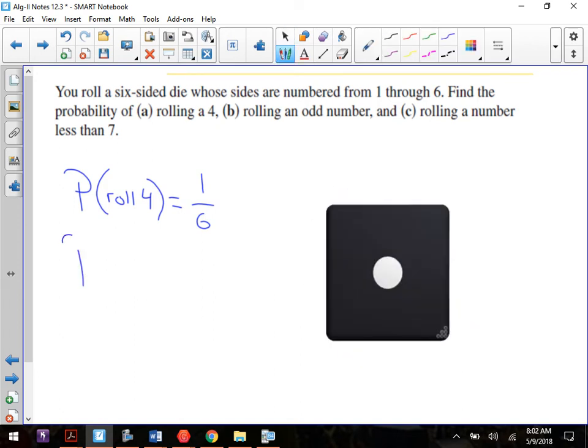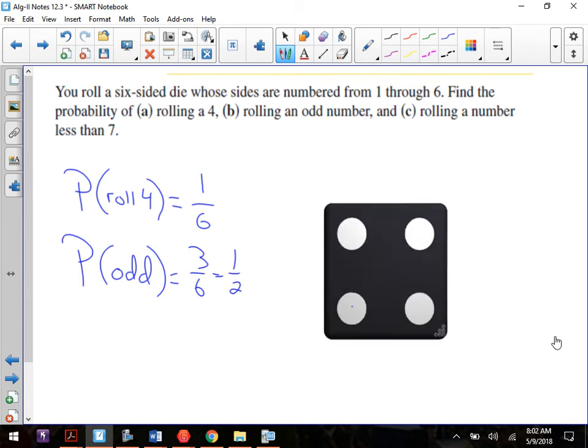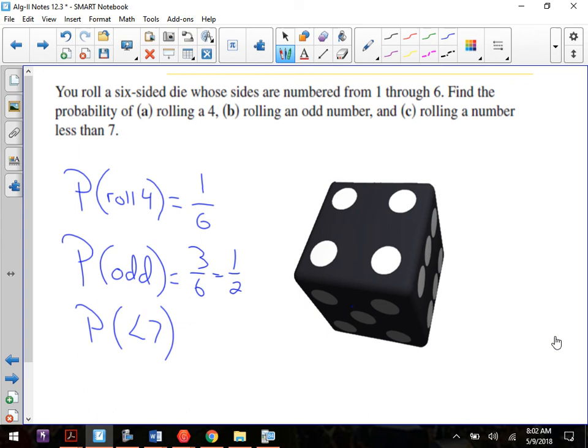How many odd numbers are on a die? 3. How many numbers are on a die? What's the probability of rolling less than 7? Because they're all less than 7.